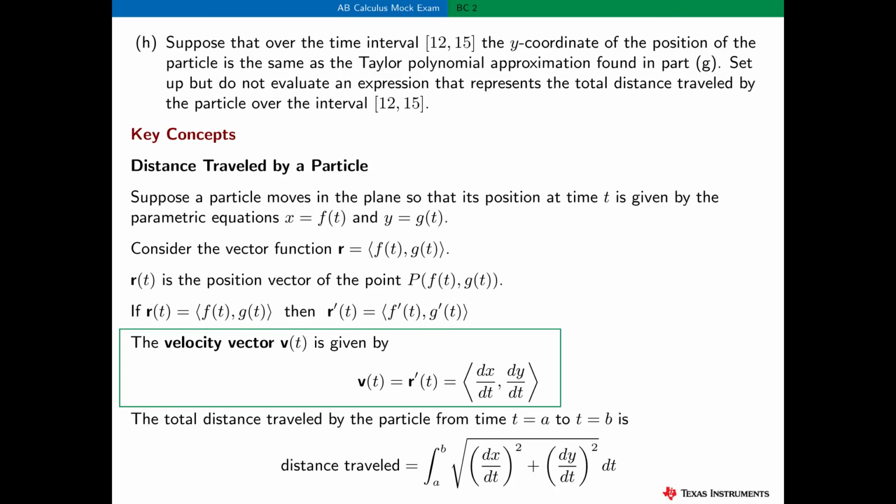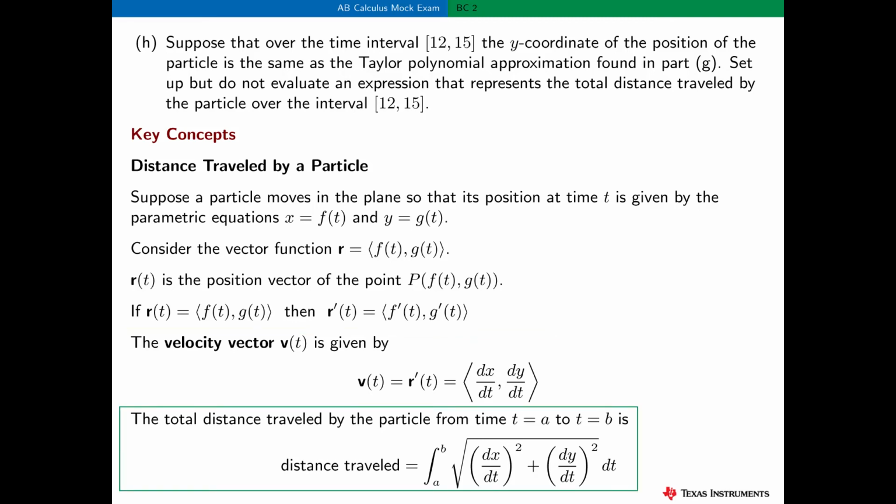If a particle moves along a curve so that its position vector at time t is r of t, then the velocity vector v of t is given by this expression. And finally, the distance traveled by the particle from time t equals a to time t equals b is given by this integral expression. If you remember solving problems involving this concept, the resulting integral is often a little tricky. Technology is a great help here.